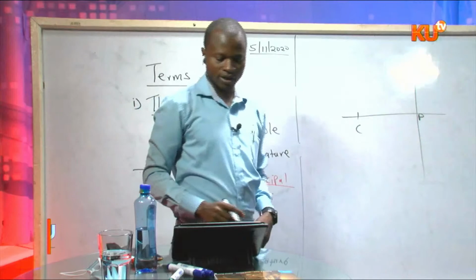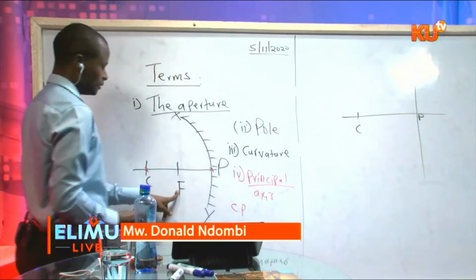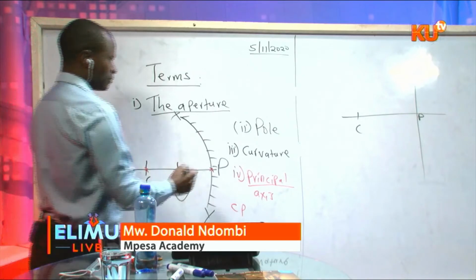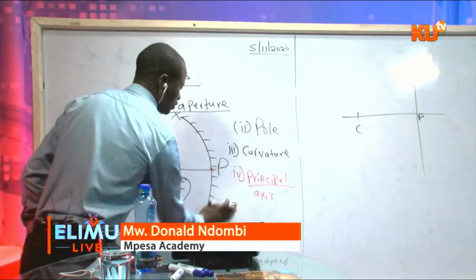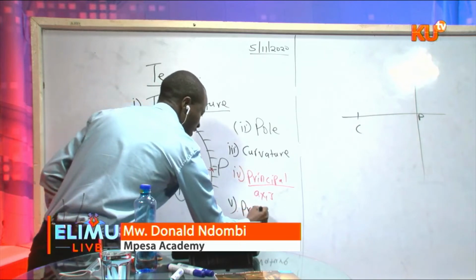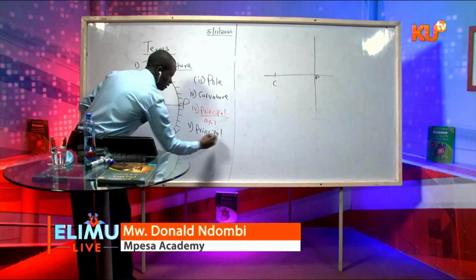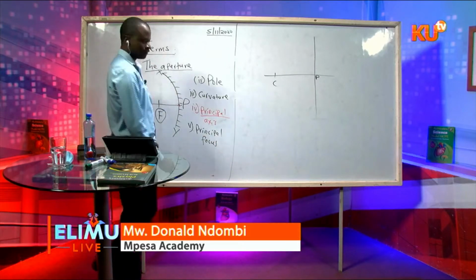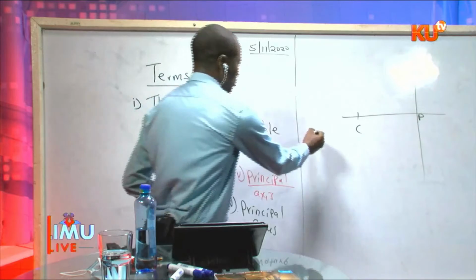Then another one is called, you can see some F somewhere, some F. So this F is from the word focus, and because it is a main point of focus, we will also call it principal focus. Principal focus. Some other people will say it is called the focal point. Focal point.